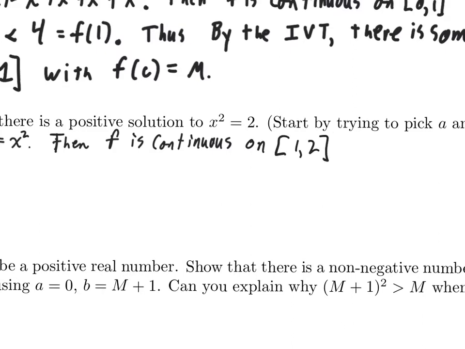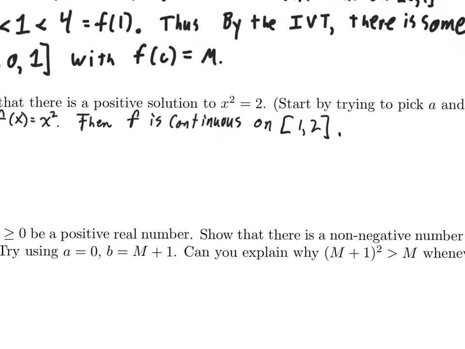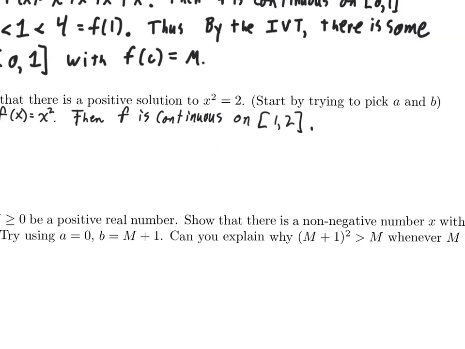So in particular, I'll be interested that this is continuous on the interval from 1 to 2. It's continuous everywhere. It's a polynomial. Polynomials are continuous. But in particular, it's continuous on [1, 2]. Then f is continuous on [1, 2]. Moreover, f of 1 is equal to 1, which is less than 2, which is less than 4, and 4 happens to be equal to f of 2.